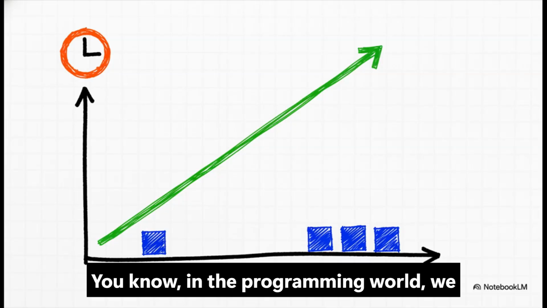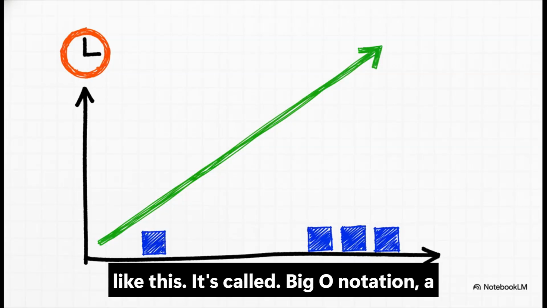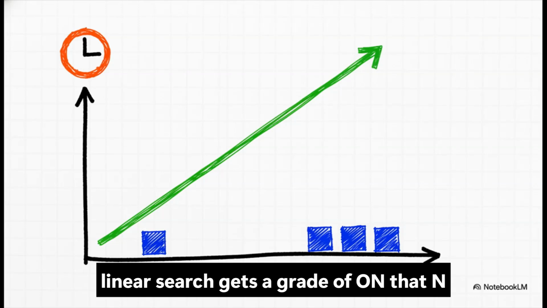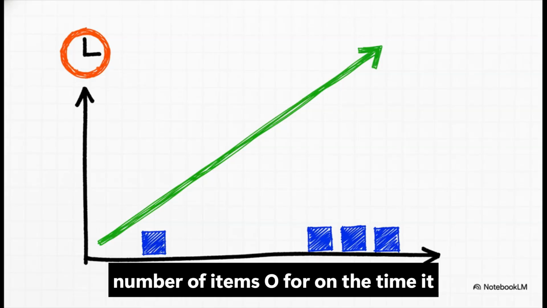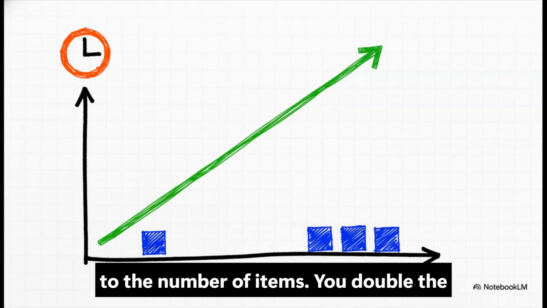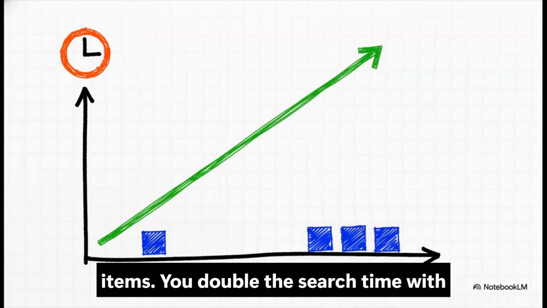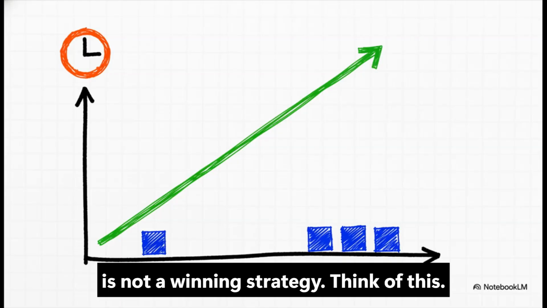In the programming world, we actually have a way of grading algorithms like this. It's called big O notation. A linear search gets a grade of O(N). That N you see there just stands for the number of items. So for O(N), the time it takes to find something is directly tied to the number of items. You double the items, you double the search time. With our billion-name phone book, this is not a winning strategy.